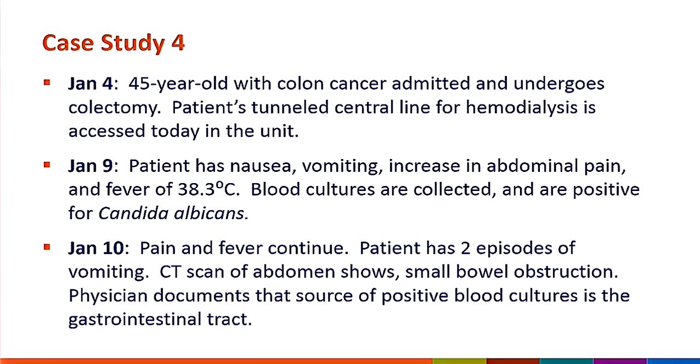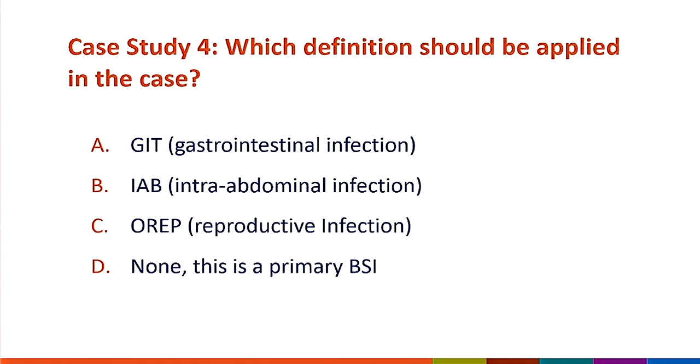And the next day, the patient continues to have pain and fever and has 2 episodes of vomiting. A CT scan of the abdomen shows a small bowel obstruction, and the physician documents that the source of the positive blood cultures is the gastrointestinal tract. So what do you think? Which definition should be applied in this case? Should we be looking at the gastrointestinal tract infection, or GIT, the intra-abdominal infection, the other reproductive infection, or OREP, or none, because this is the primary BSI?